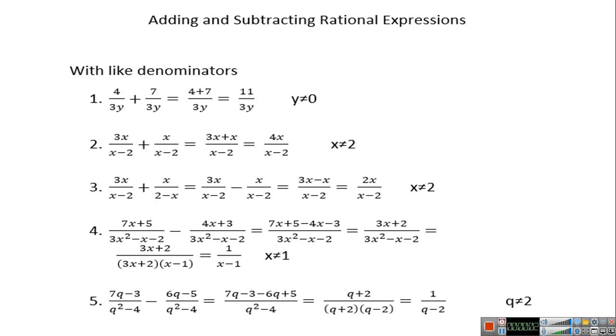Hi, grade 10 students. This is our third video about simplifying rational expressions. So we're going to start now with the third video, as we said.